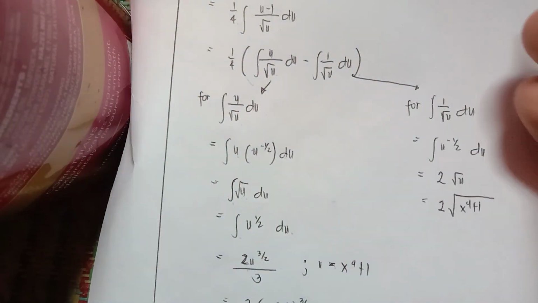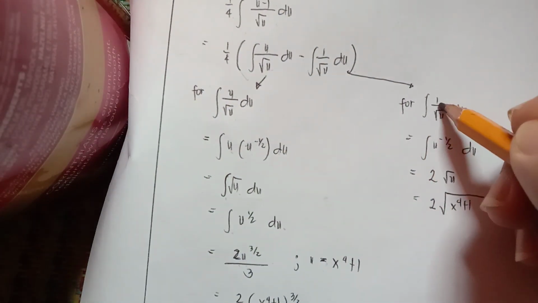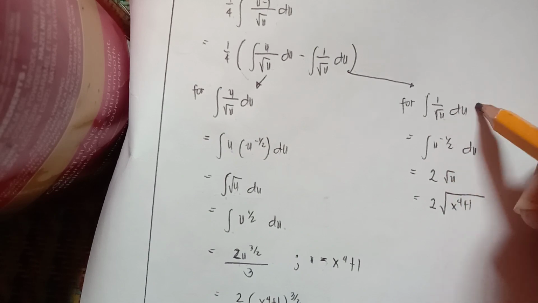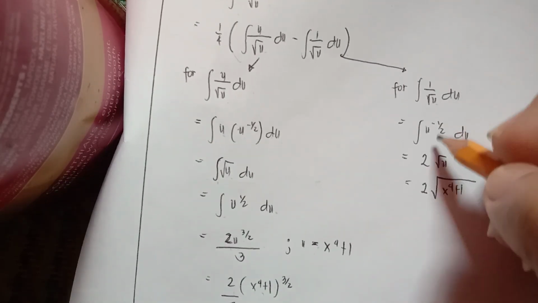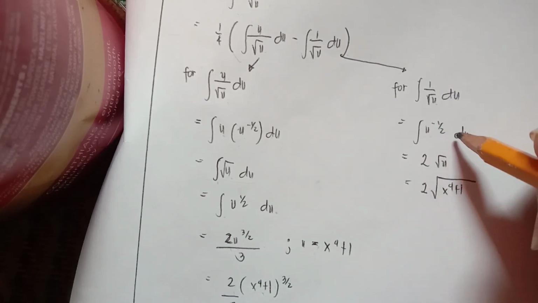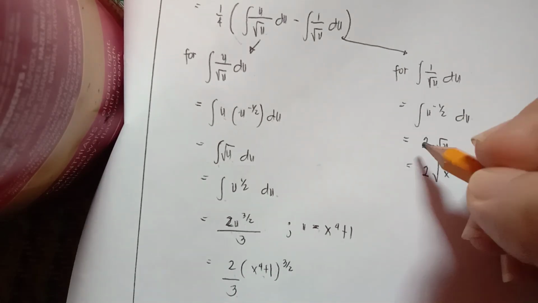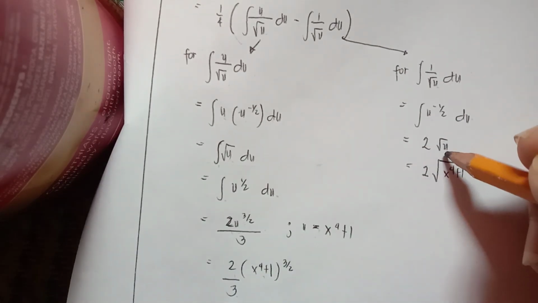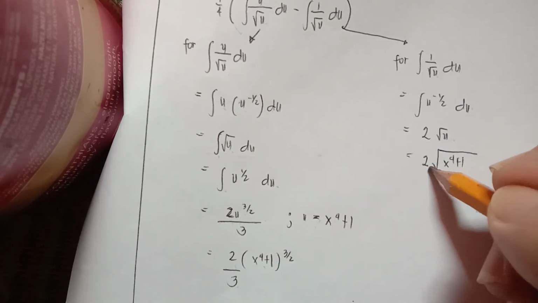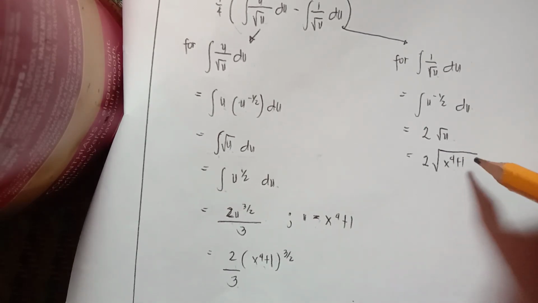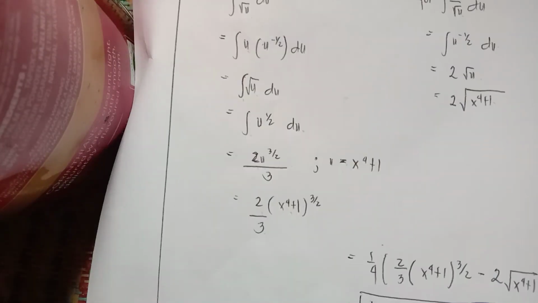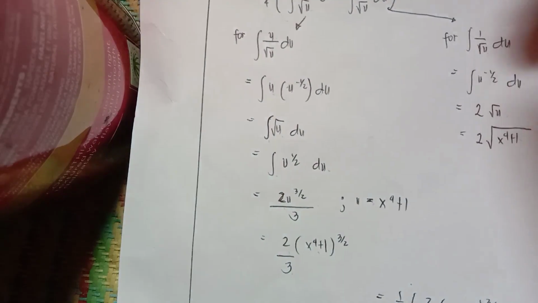Dito naman tayo sa for the integral of 1 over the square root of u du. So, evaluate, magiging integral of u raised to negative 1/2 du is equals to 2 square root of u. So, substitute ulit ng u. So, magiging 2 square root of x to the fourth power plus 1. So, balik tayo dito sa natin, which is ito.